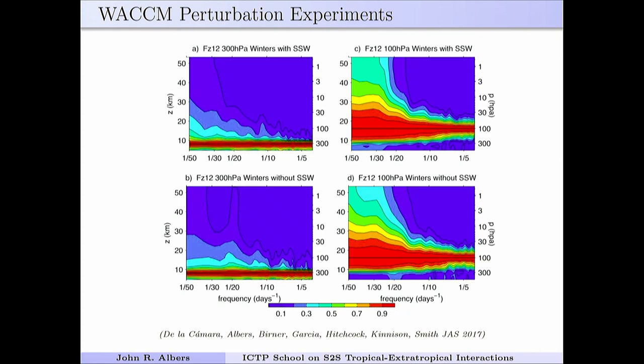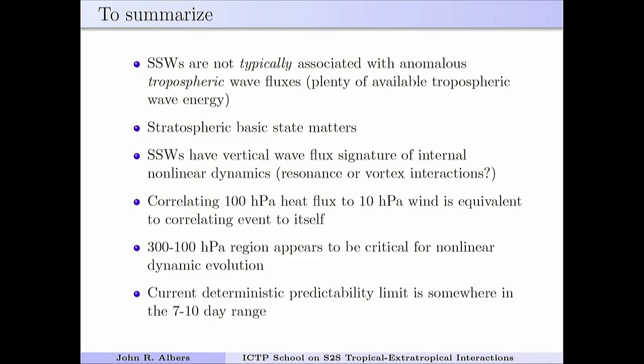So if you wanted to say something about what's coming in from the lower stratosphere, you need to pick a level that's lower, something like 300 hectopascals, at which point you don't get any coherence with what's going on above, because it's dependent on the stratospheric nonlinear interaction.